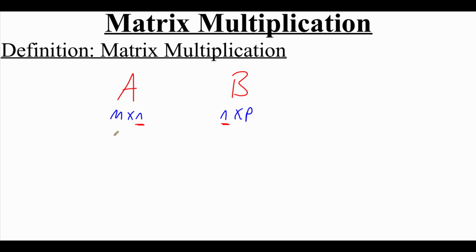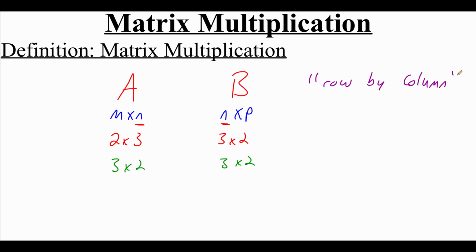So for example, if matrix A was a 2 by 3 matrix and matrix B was a 3 by 2 matrix, that would work because this middle number is exactly the same. But if matrix A was a 3 by 2 matrix and matrix B was a 3 by 2 matrix, then these middle numbers are not the same, so we couldn't take A times B. Now when we're doing matrix multiplication, we use something called row by column multiplication. And what that means is we're going to take the values from the rows of our first matrix and multiply them by the values from the columns of our second matrix. And I think it's easiest to talk about this by doing an actual example.